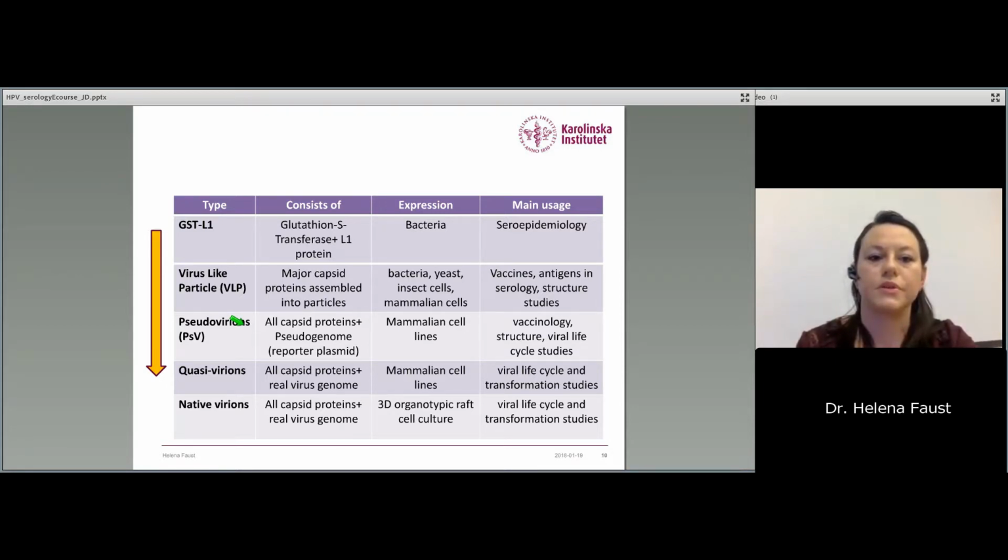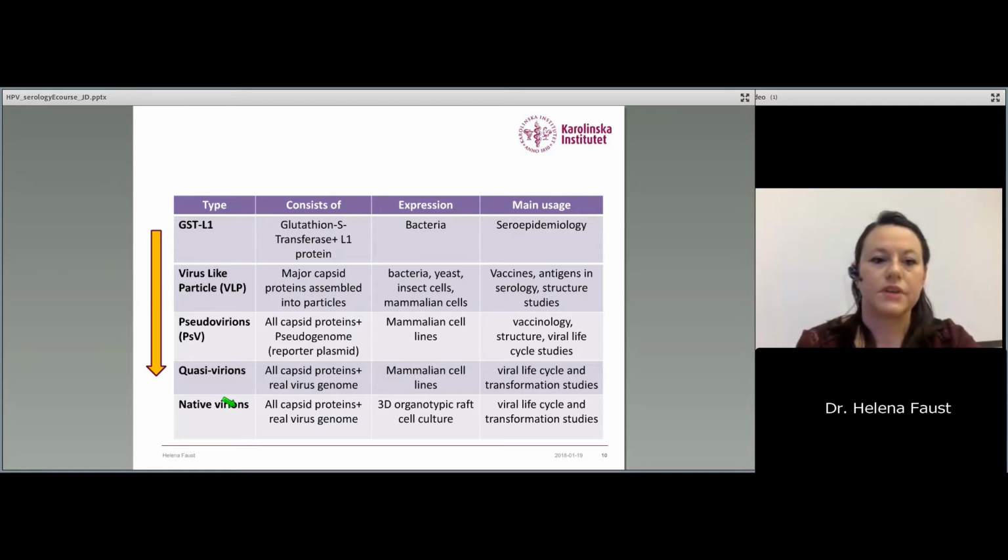A step further, closer to the natural viruses, are pseudovirions. They consist of both L1 and L2 proteins plus a pseudogenome, which is a reporter plasmid to be able to monitor infection, for example. These pseudovirions are always produced only in mammalian cell cultures. They are used in vaccinology, structure, and viral life cycle studies. A step further are quasivirions. It's like a pseudovirion, but it has a real virus genome. And as you can understand, this is already a biohazard. They are very uncommonly used for any studies other than viral life cycle and transformation studies.